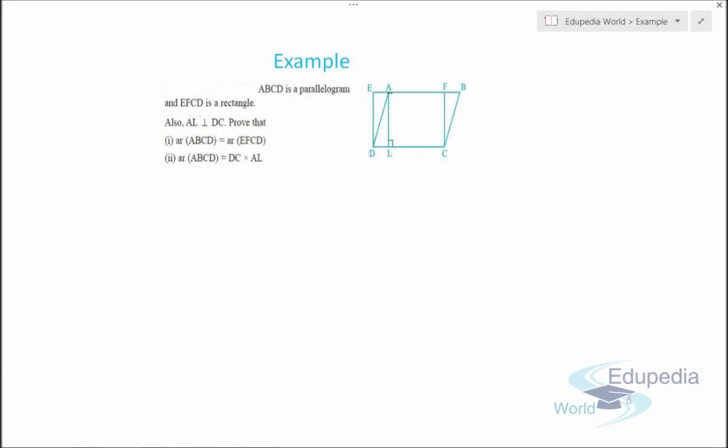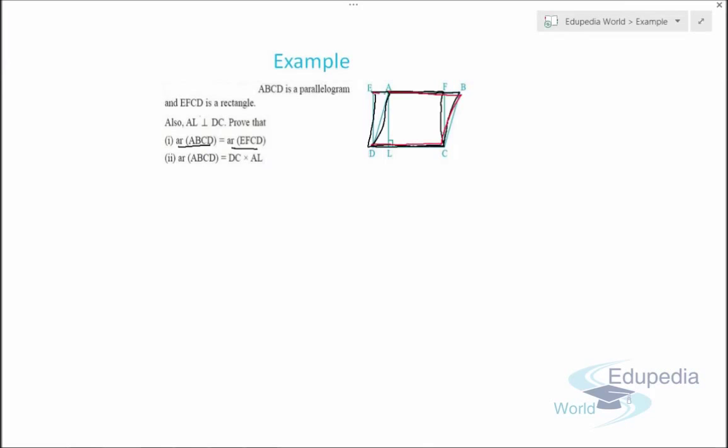So ABCD is a parallelogram, and EFCD is a rectangle. Also AL is perpendicular to DC, so we need to prove that area of ABCD is equal to area of EFCD.